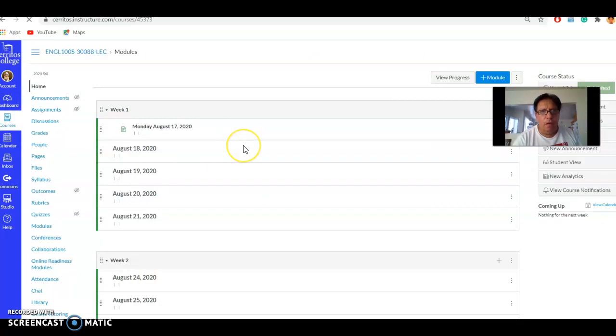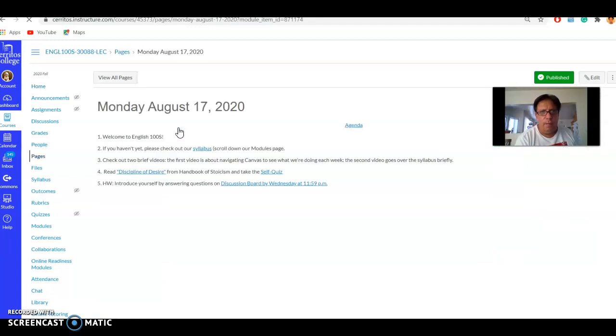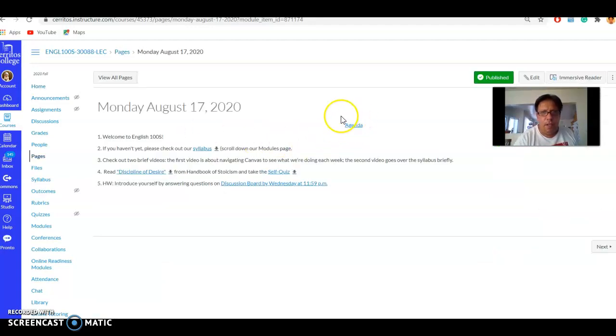Okay, so our Canvas page takes you immediately to modules. Okay, and as you can see, I only have week 1 up, and I only have Monday, August 17th, as far as the agenda. So you click on the agenda, as you can see, and that will have what we're going to be doing that day.